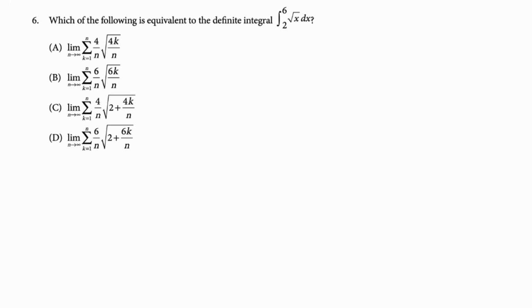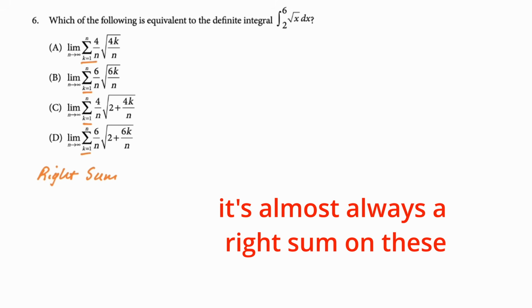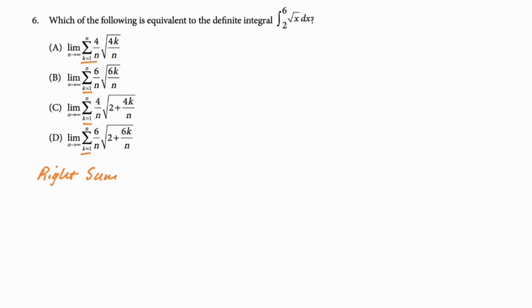All right. First up, I look at all of these summations and I see that they are all starting at 1, which means what we're doing here is a right Riemann sum. I would say that 95% of the time on the AP exam, you're doing a right Riemann sum. So if you're going to focus on only one of them, that would be the one to do. I'm going to start with a graph of this thing. Our bounds are 2 to 6, so I put 2 to 6. I graphed what I think the square root of x looks like.